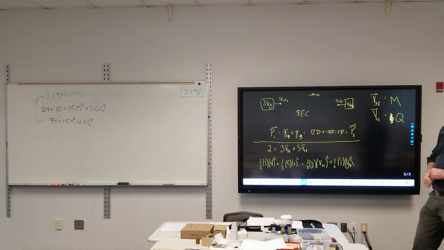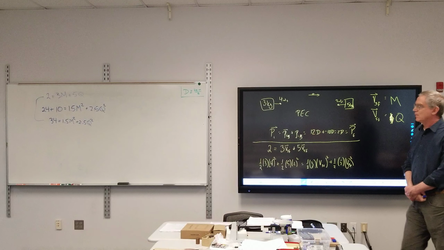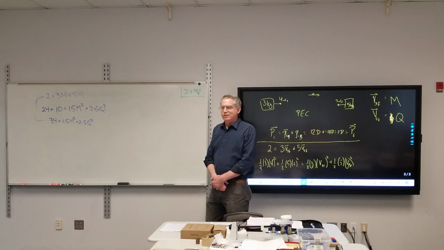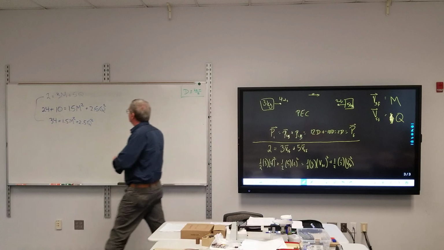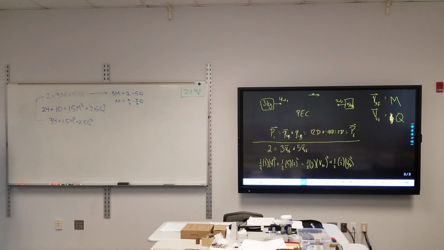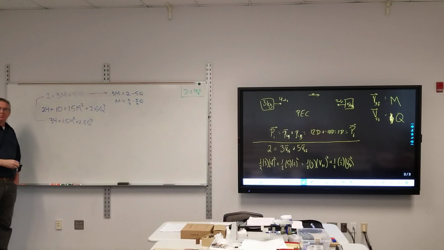You can solve for one of the variables in the first problem and then insert it in the second one. All right, which one do you want to solve for? M. So we have 3m is equal to 2 minus 5q. M is equal to 2/3 minus 5/3 q. Plug it into the other equation.